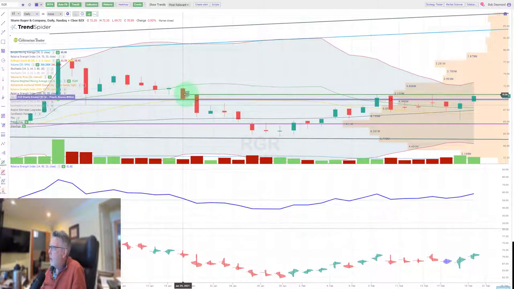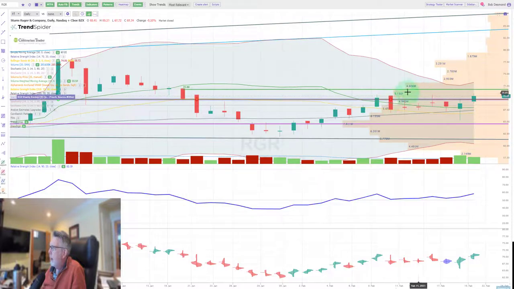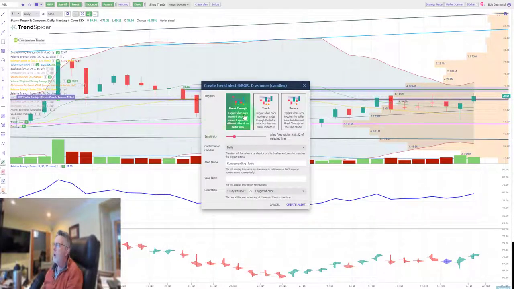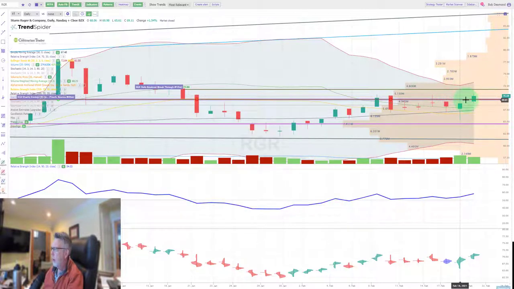So what I want to do here is set up an alert right here at the top of this volume shelf at $72 a share. And I want to know if we break out. No sensitivity. All I care about is if we close above it, because that means it's going to be game on for RJR. All right, so we're good to go here.